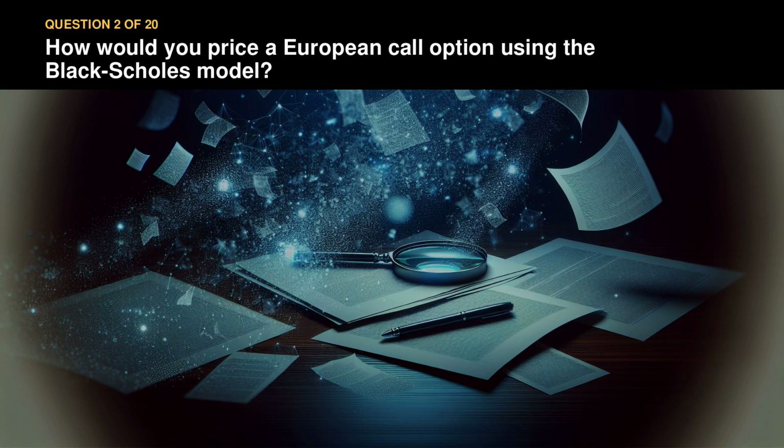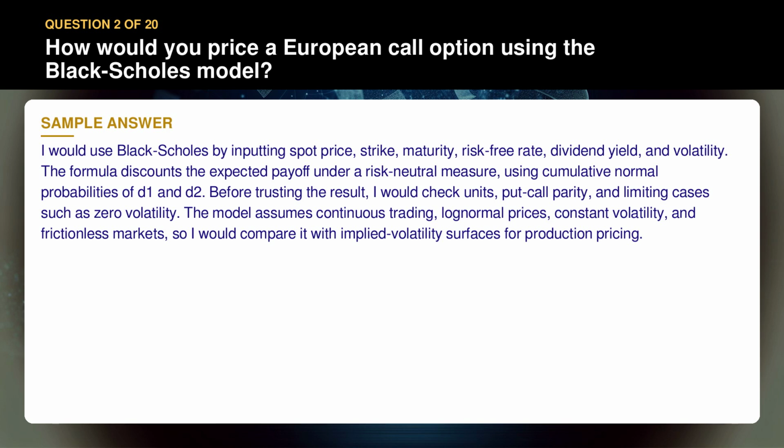Question 2. How would you price a European call option using the Black-Scholes model? I would use Black-Scholes by inputting spot price, strike, maturity, risk-free rate, dividend yield, and volatility. The formula discounts the expected payoff under a risk-neutral measure, using cumulative normal probabilities of D1 and D2. Before trusting the result, I would check units, put-call parity, and limiting cases such as zero volatility. The model assumes continuous trading, log normal prices, constant volatility, and frictionless markets, so I would compare it with implied volatility surfaces for production pricing.